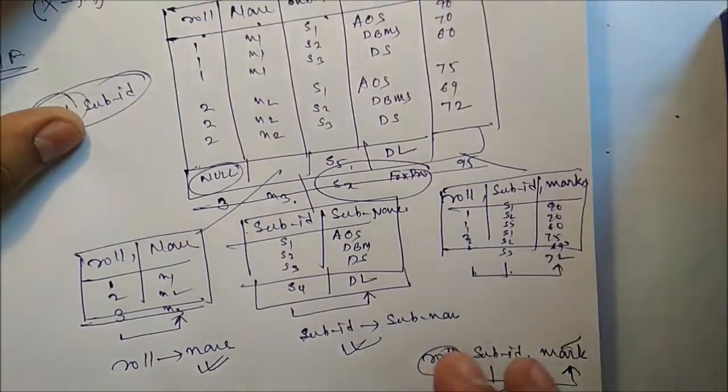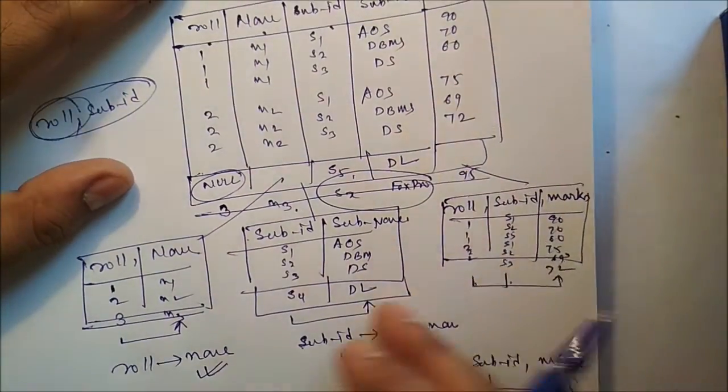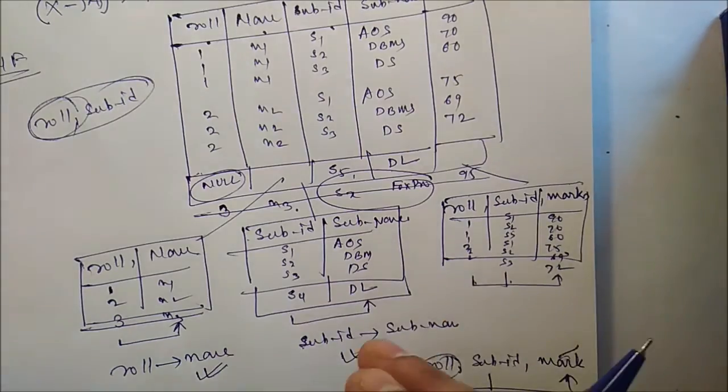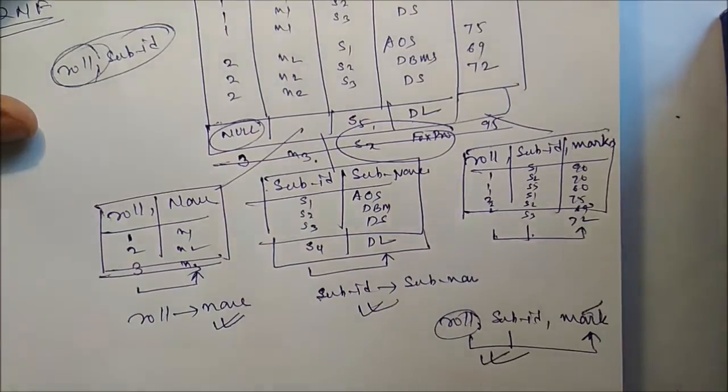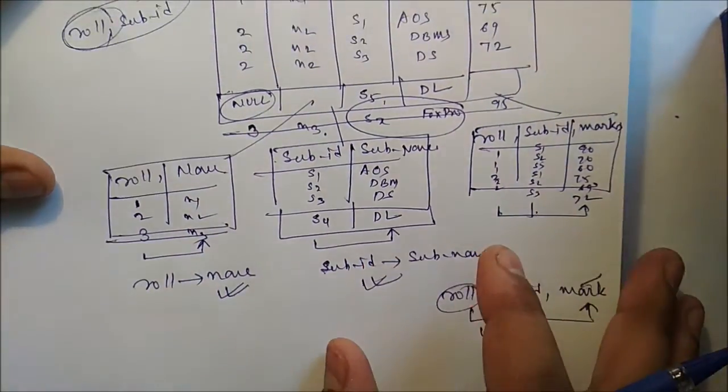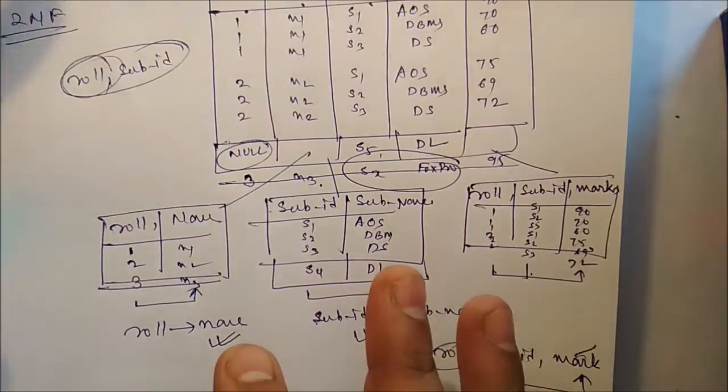So that means no partial dependency is there. So no partial dependencies exist. Hence it is in 2NF. Okay, so let us just do a revision of one thing.